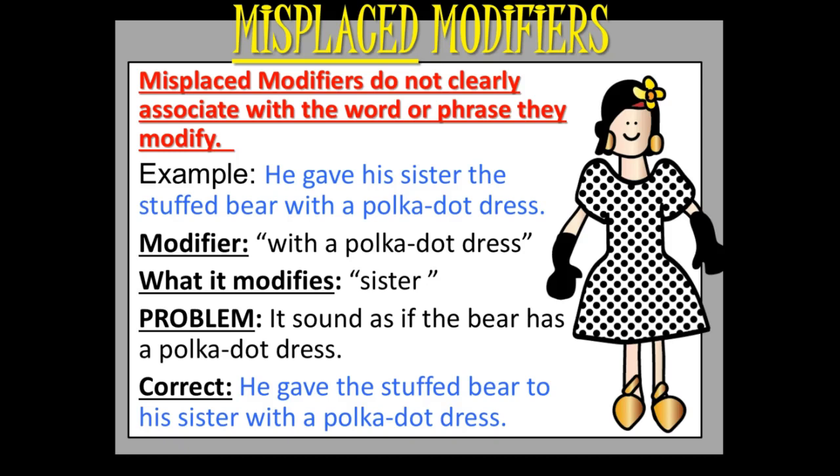So the problem that comes with this particular sentence is it sounds as if the bear has a polka dot dress. The way that you would correct that, so that it sounds like his sister had the polka dot dress instead of the bear, is you change the order of the sentence. He gave the stuffed bear to his sister with a polka dot dress. That makes that sentence now logical and clear and cohesive.